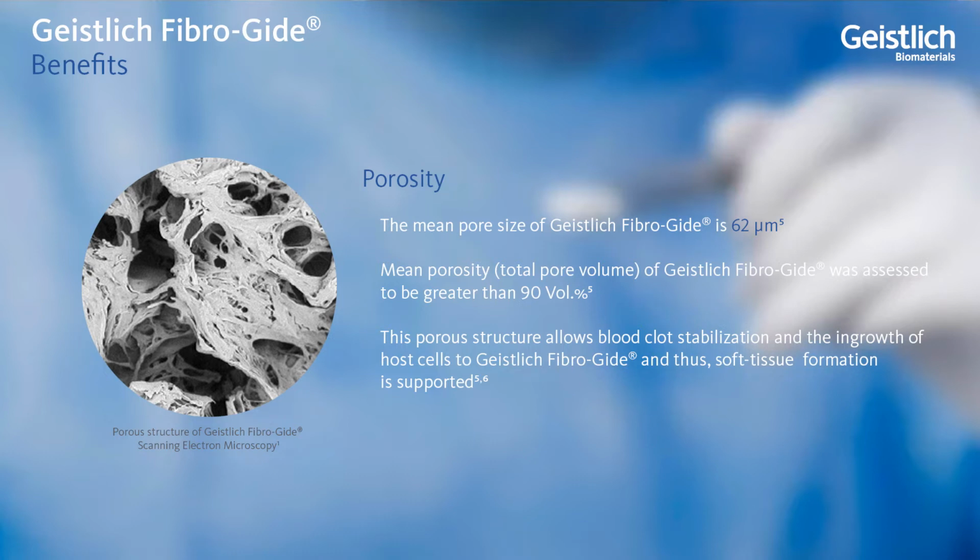The porous structure allows Geistlich Fibro-Gide to quickly stabilize the blood clot, and in doing so, provides a nutrient-rich scaffold for fibroblast ingrowth and proliferation. As the matrix slowly gets replaced by native soft tissue, volume is maintained.